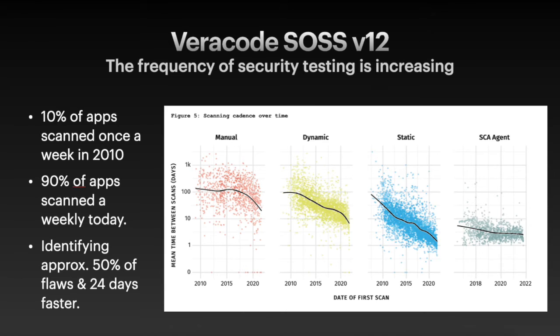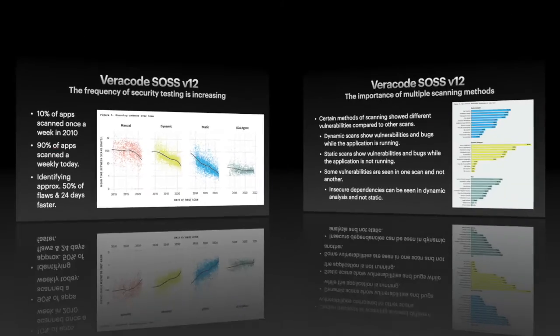The increase in security scanning is due to different scanning methods being used, such as dynamic, static, and manual scanning on applications. By using different types of scanning for an application, 50% of flaws are being identified and fixed 24 days faster than previous findings.